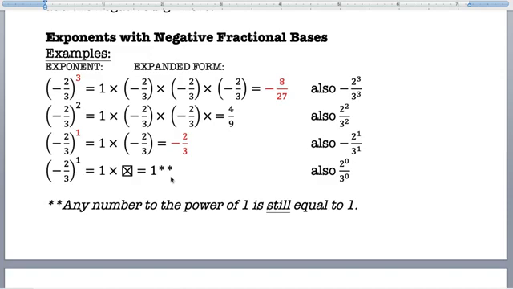Make sure these 3 types of problems are in your notes. We're going to end with a couple of examples on Khan Academy.